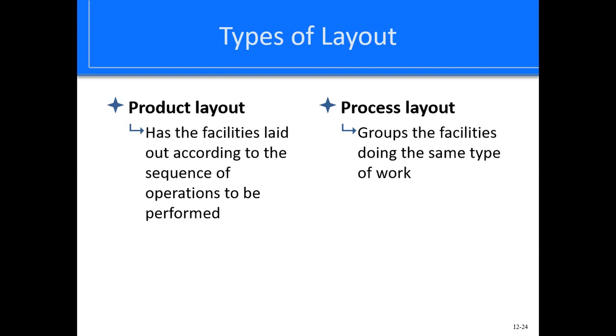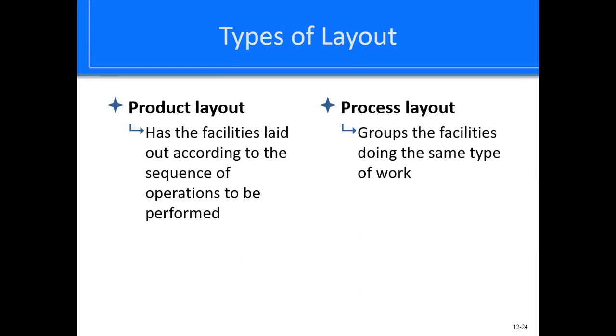Product layout is laid out based on how the operations will be performed. Like when we go to Subway, you pick the bread first because it's the first thing, and then you pick whatever else, and then go to the end and check out. So that's the product layout, like how they are going to do different things.